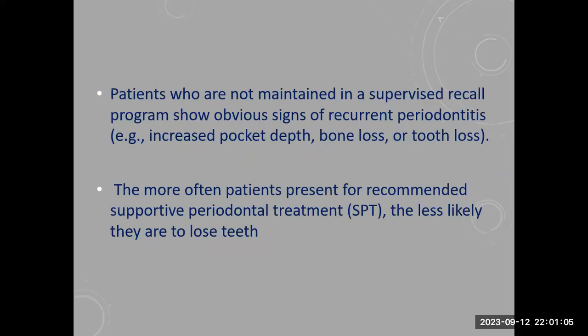Patients who are not maintained in a supervised recall program show obvious signs of recurrent periodontitis. What will happen? The patient who comes to you in the maintenance phase after 4 to 6 weeks or after 3 months will have increased pocket depth, and may have bone loss, and may have tooth loss. The more often patients present for recommended supportive periodontal treatment, the less likely they are to lose their teeth.